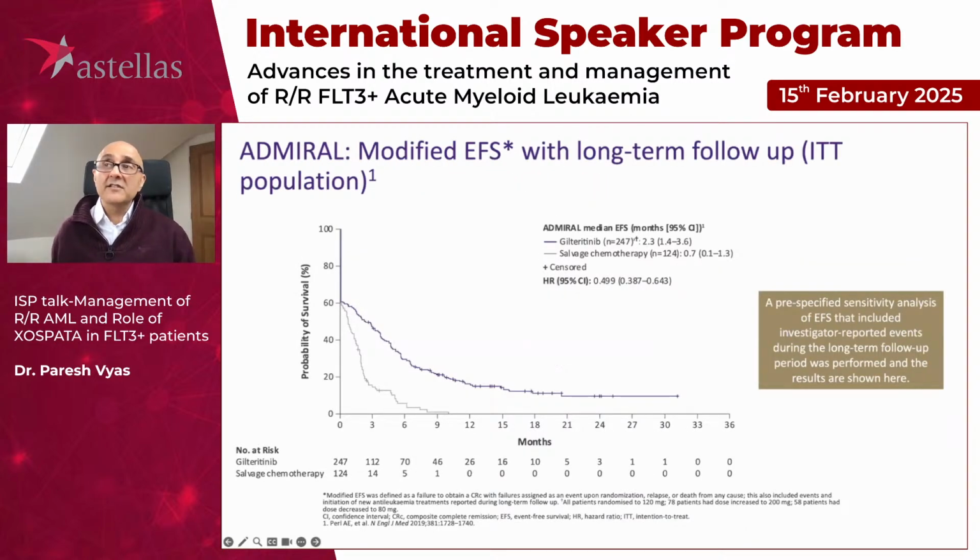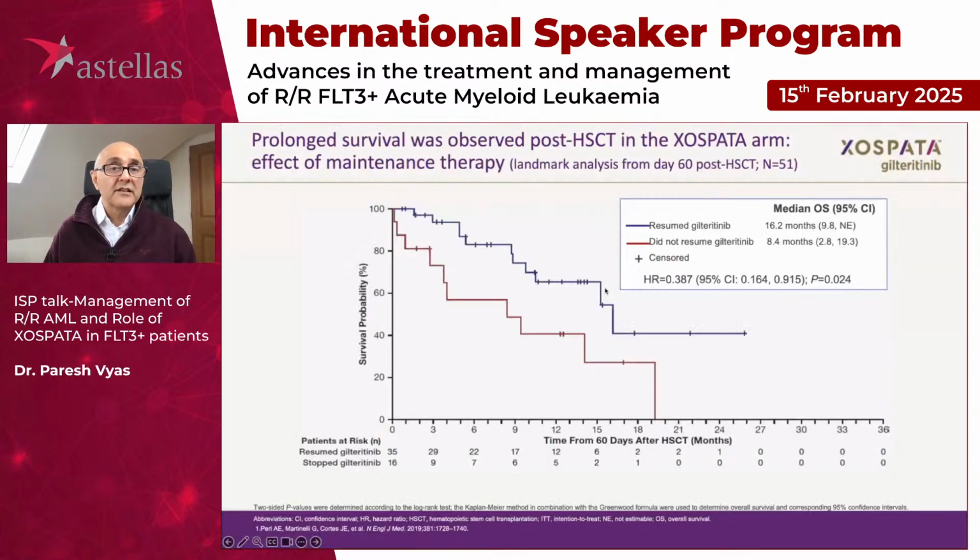Okay, this is just the modified EFS survival with long-term follow-up. You can see here in this population that the EFS is better, and this was a pre-specified sensitivity analysis with gilteritinib giving you 2.3 months and salvage chemotherapy less than a month. Very significant hazard ratio.